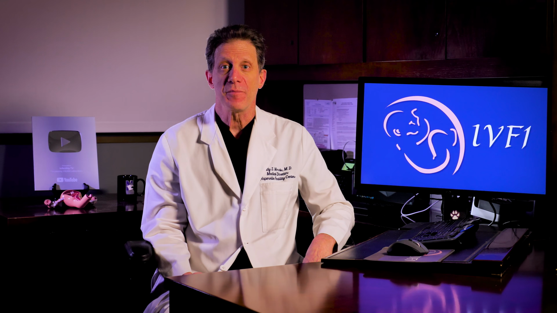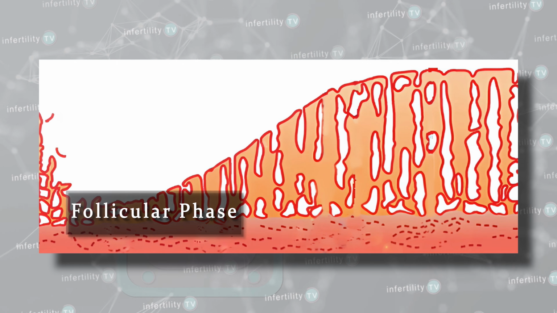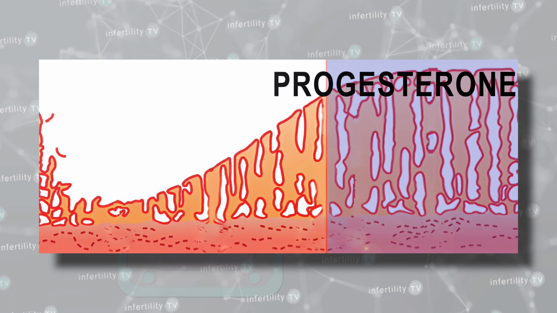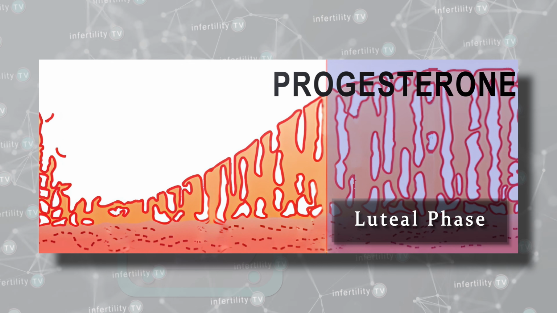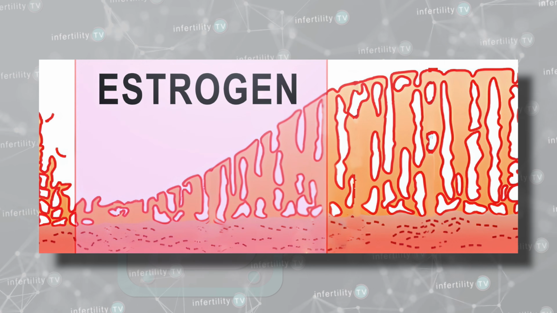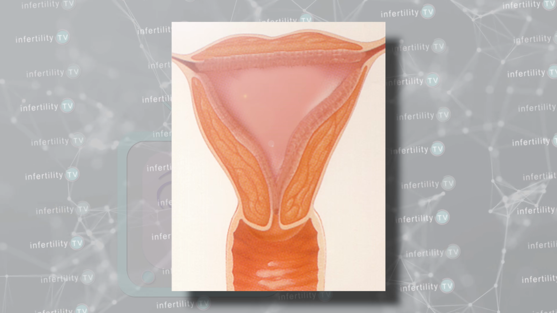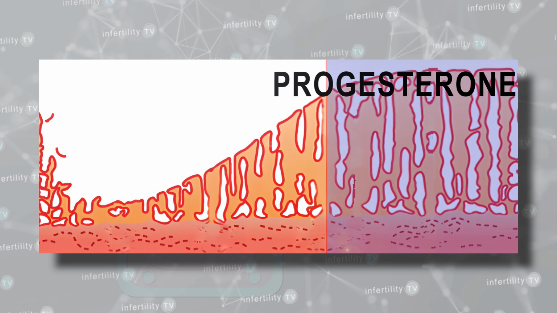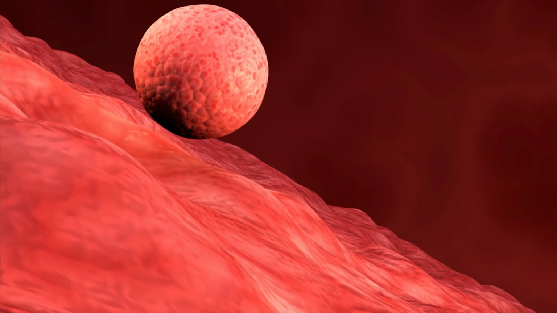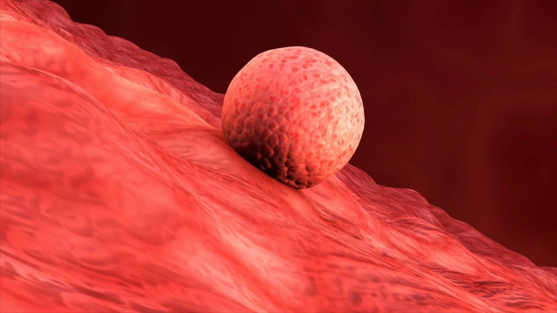There are two parts to the menstrual cycle. From the time of the period until ovulation is the first part, and it is called the follicular phase. The second part is from ovulation until the next period and is called the luteal phase. During the follicular phase, the ovaries produce estrogen, which thickens the uterine lining. During the luteal phase, the ovaries produce a huge amount of progesterone, which transforms the uterine lining so that it can allow an embryo to implant.